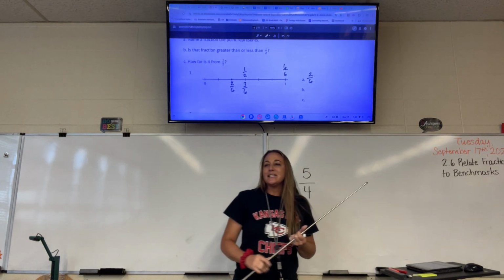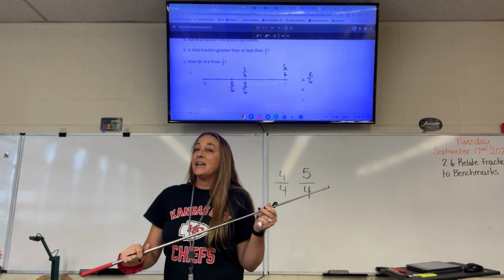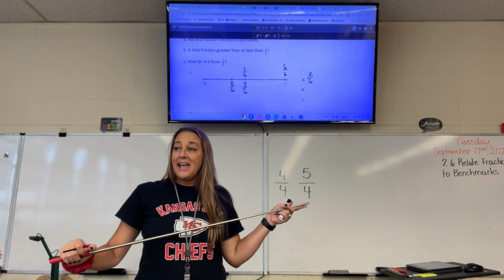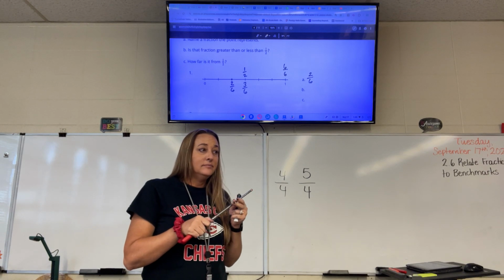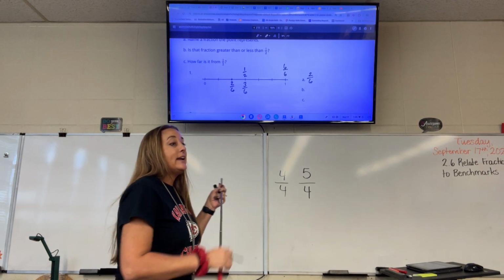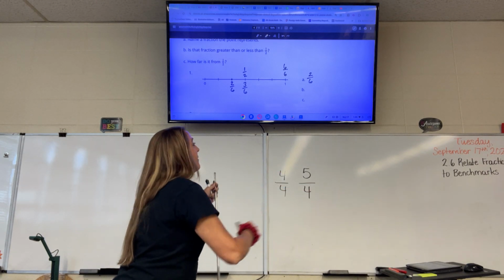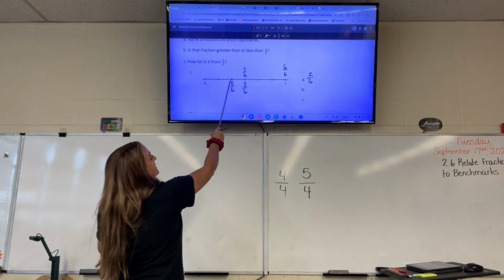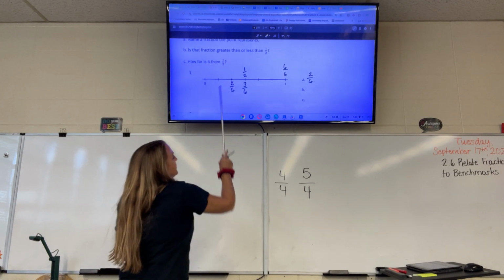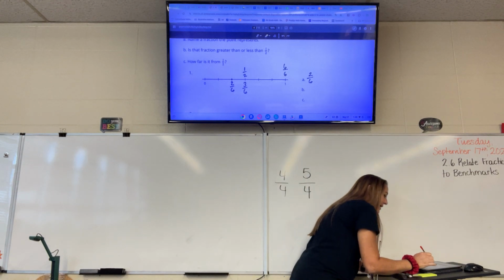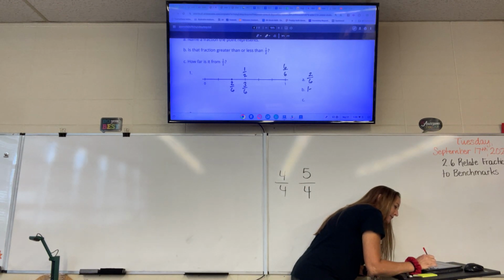So is 2/6 greater than or less than half? Todd? Less than. So 2/6 is less than, because do you see 2/6 is closer to 0? So 2/6 is going to be less than half.